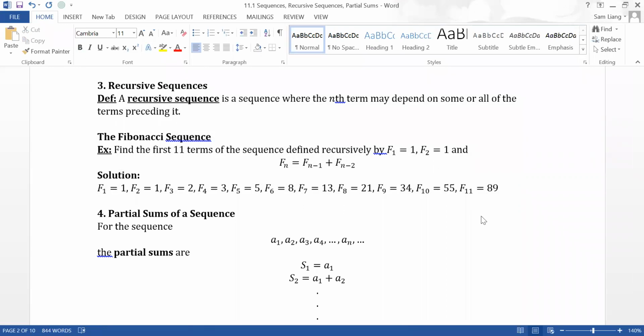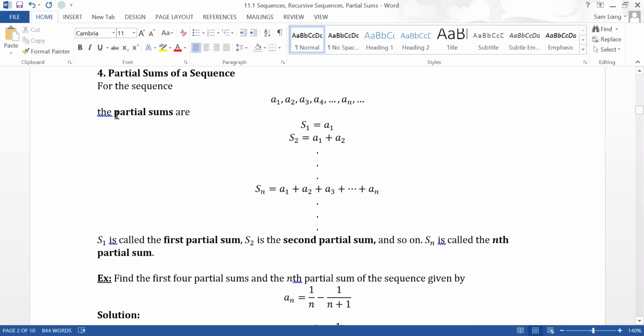Okay, so from here is part 4 of the lesson. For the sequence a sub 1 to a sub n, the partial sums are s sub 1 is a1, s sub 2 is a1 plus a2. So at this point you should get the pattern.